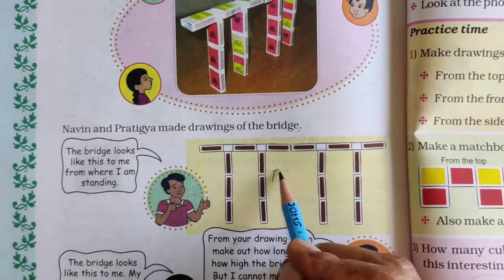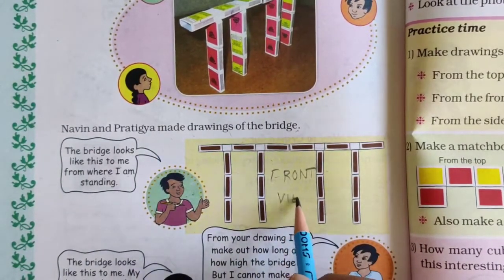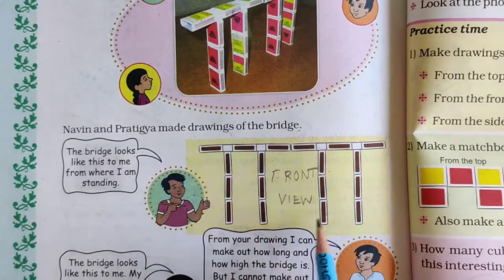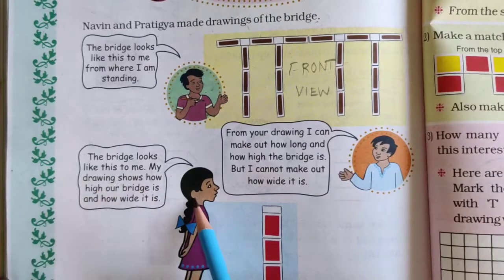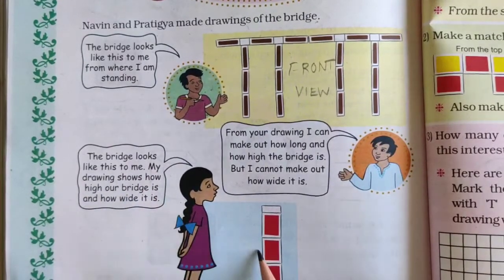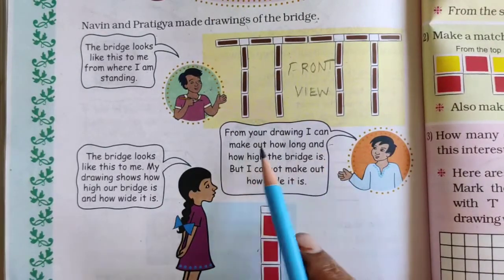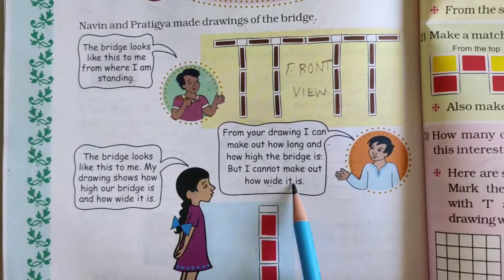Okay, so here this Praveen can see the bridge like this. Now which view is this, when above you see 4 pillars of the bridge? Actually this is the front view. What is it? Front view. Okay, this is the front view. And the bridge looks like this to this girl, that is Pratigya. Her drawing is like this. Okay, from your drawing I can make out how long and how high the bridge is, but I cannot make out how wide it is.